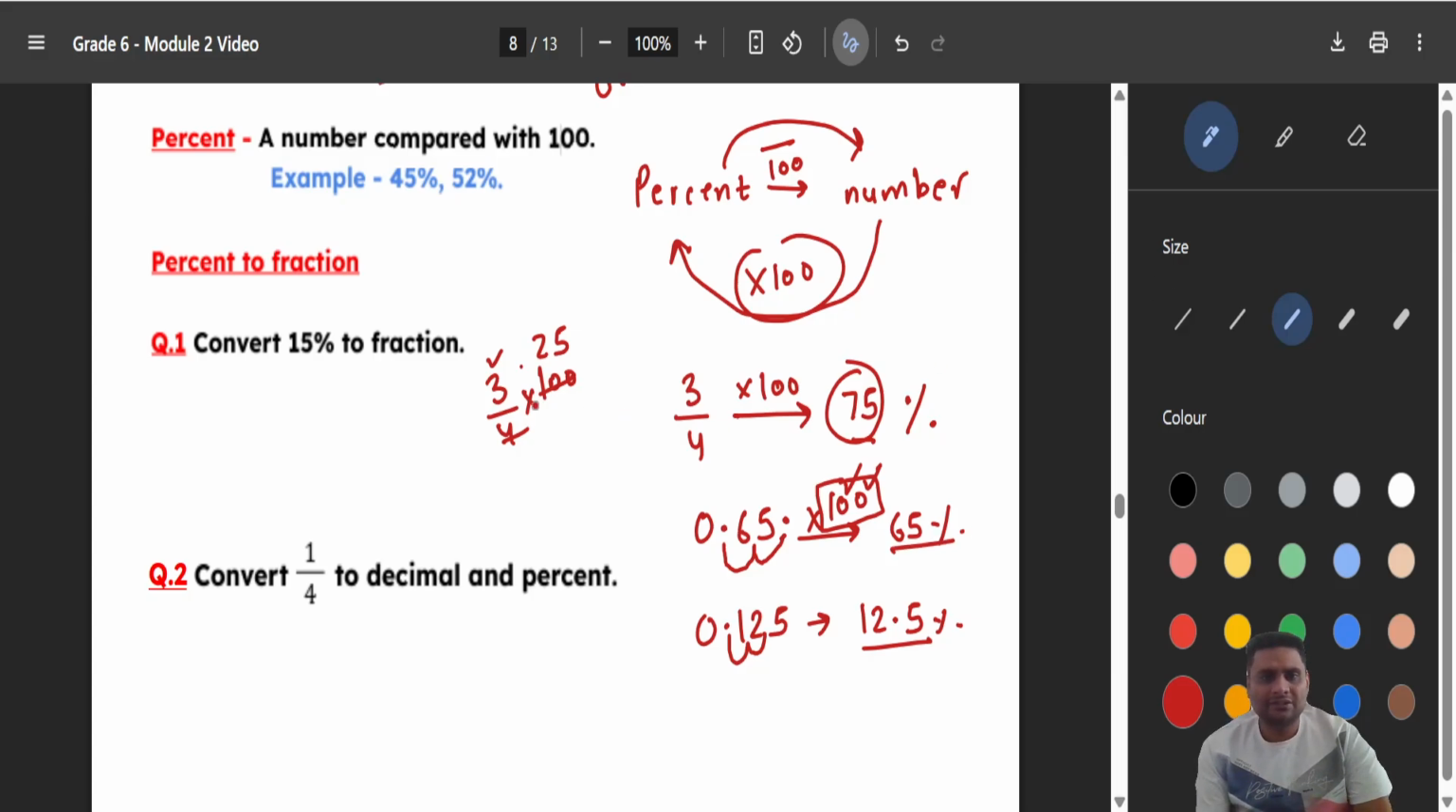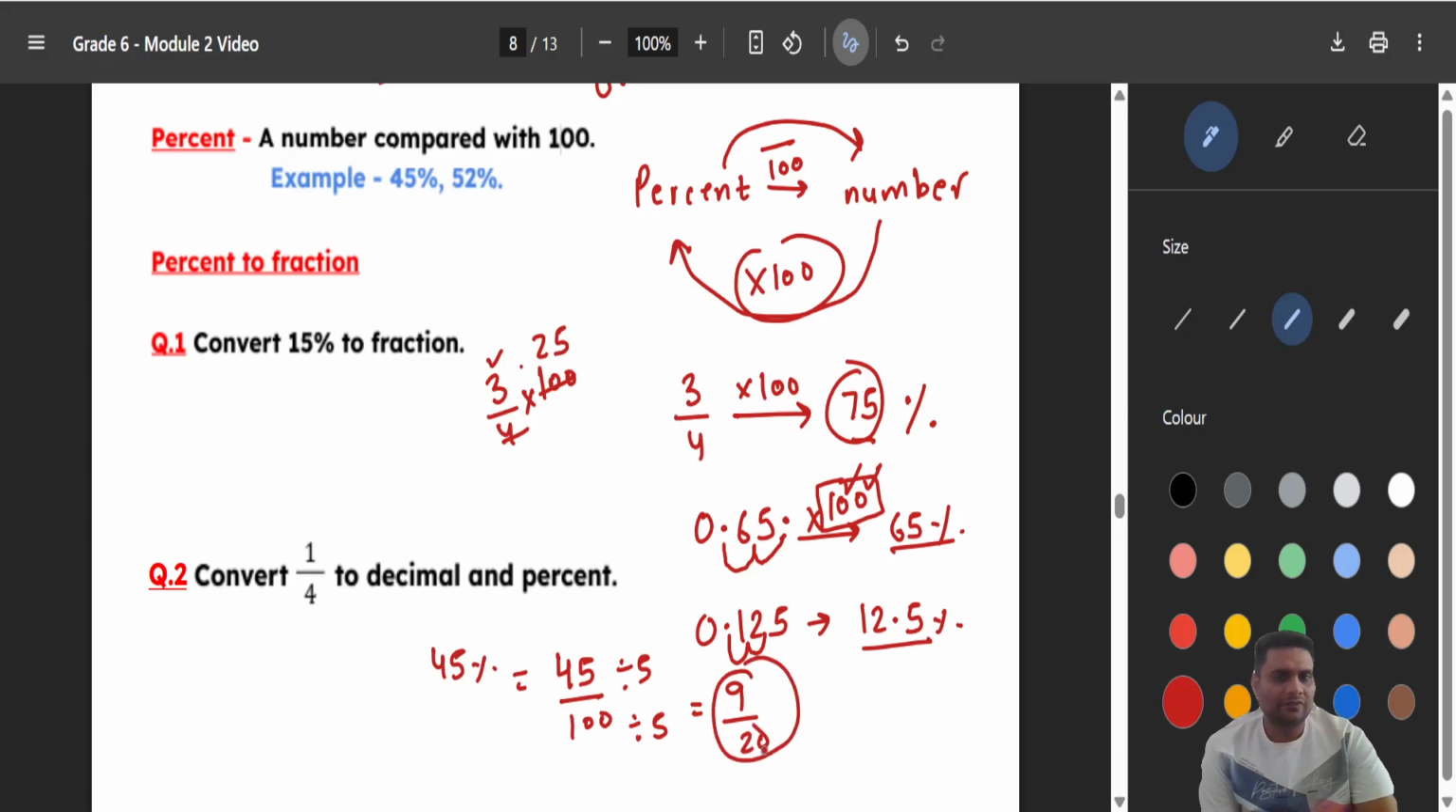Now the reverse: if you have a percent and you want to change it into a number. For example, let's say I have 45%. I told you, we will divide by 100, right? So 45 over 100. Now you can simplify this by dividing by 5, and it becomes 9 over 20. This is the fraction.